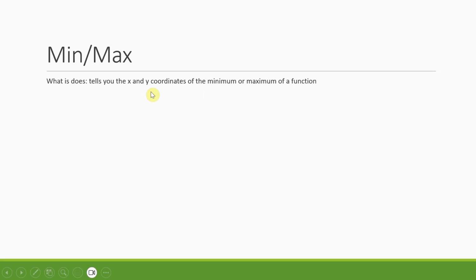So now we'll go to what's probably the least useful of all of these, but it's still helpful in certain situations, and that's min and max, or minimum or maximum. Those are two different functions. And all they're going to do is tell you exactly that, the x and y coordinates of the minimum or maximum of some parabola. In other words, the valley or the peak.